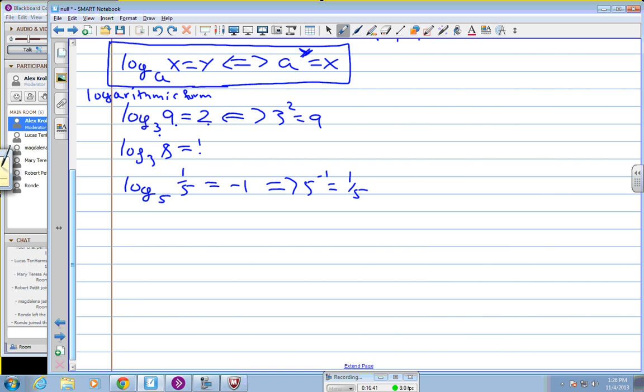The expression on the right is the exponential form. And we should be able to freely interchange between one and the other.